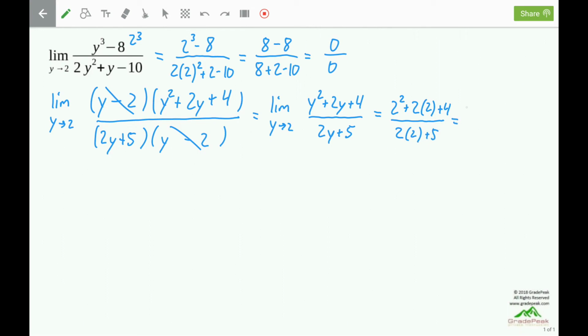In the numerator, 2 squared is 4. 2 times 2 is 4. Plus another 4. In the denominator, 2 times 2 is 4. Plus 5. 4 plus 4 plus 4 is a 12 over 4 plus 5 is a 9. These can reduce by a common factor of a 3, and it becomes 4 over 3.